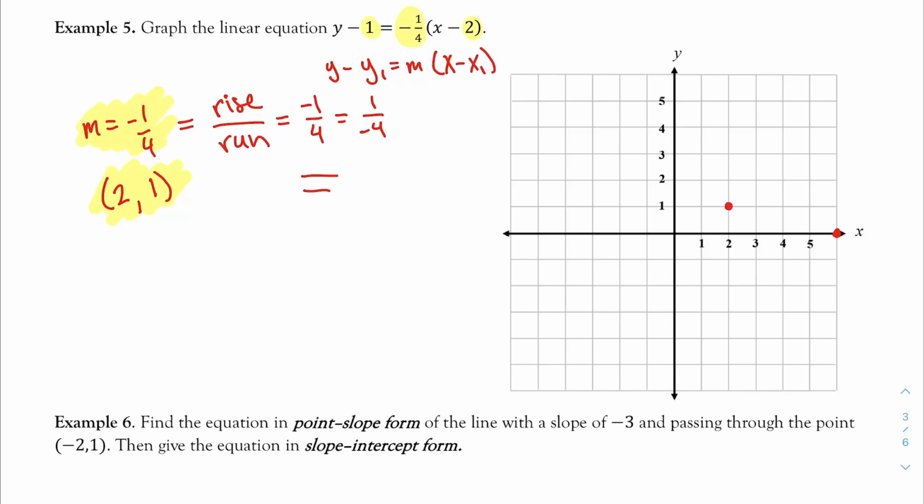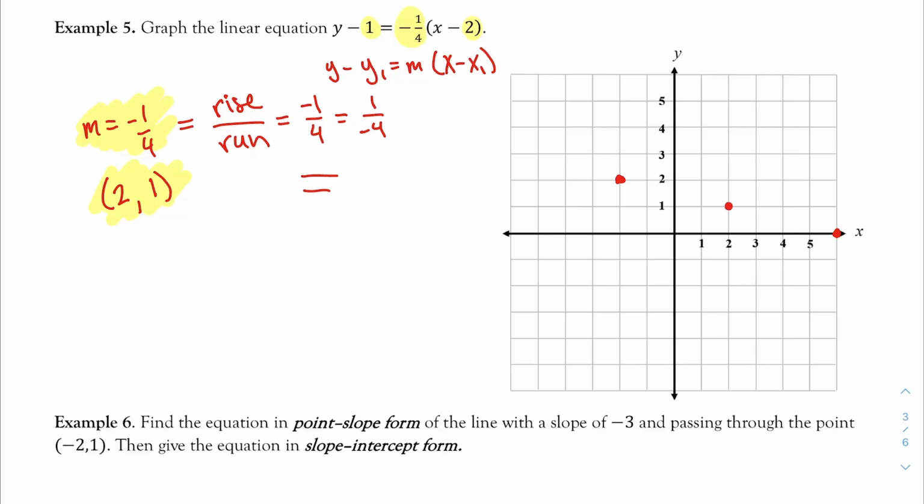I can also go in the opposite direction. I can go 1 unit up and 4 units left. If I do that from my original point, 1 unit up, 4 to the left, then I'm going to go ahead and end up with, let's see, 1, 2, 3, 4, somewhere along here. Again, all I needed was 2 points, but I like putting a third point to really show that, yeah, I've got the right line in mind.